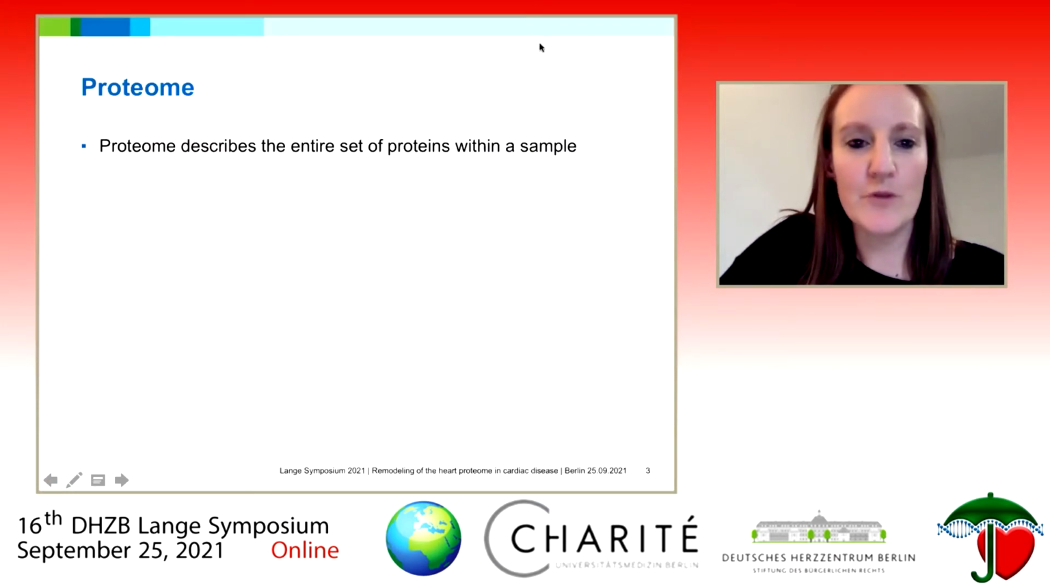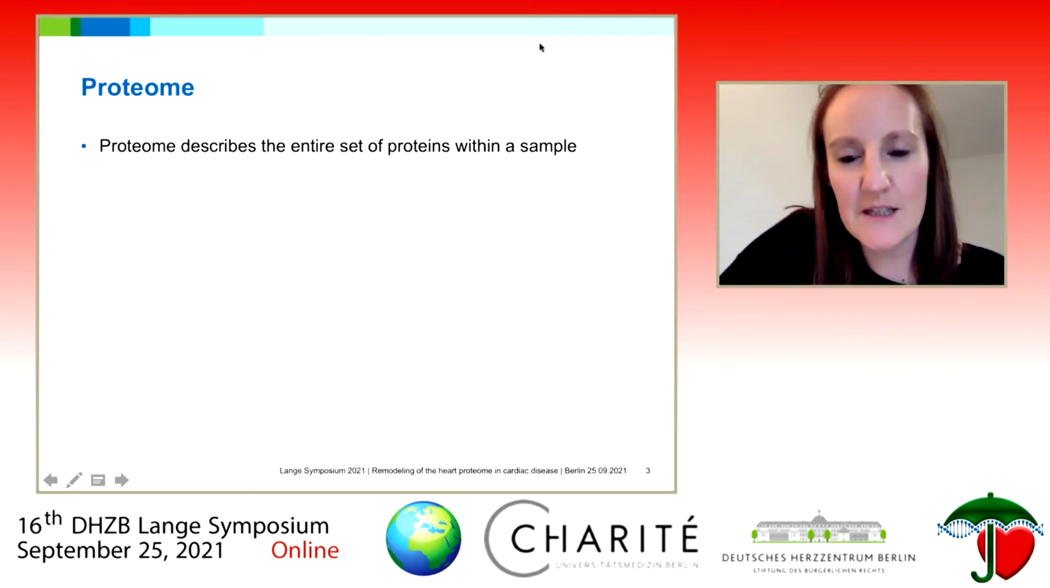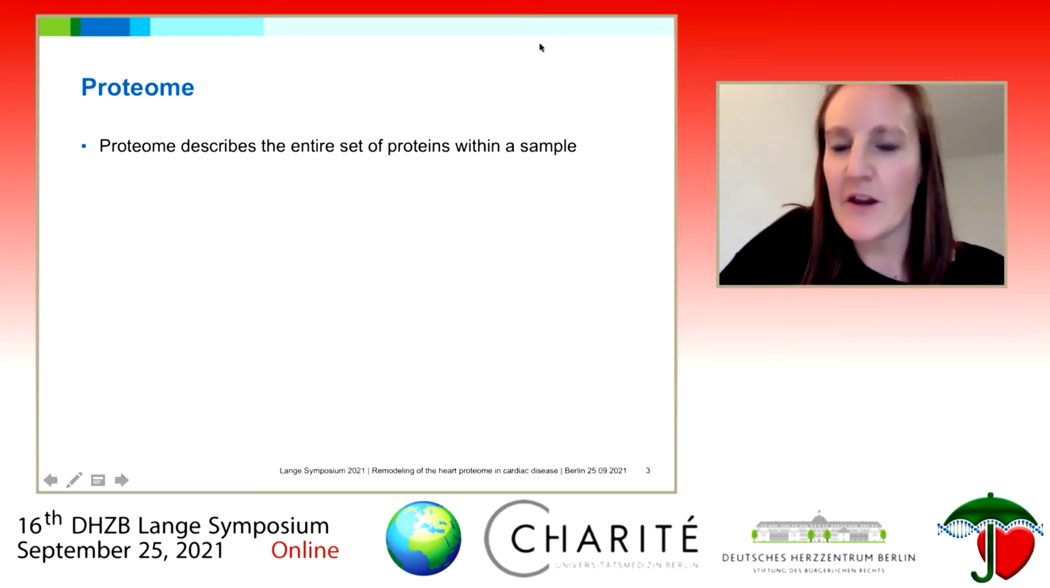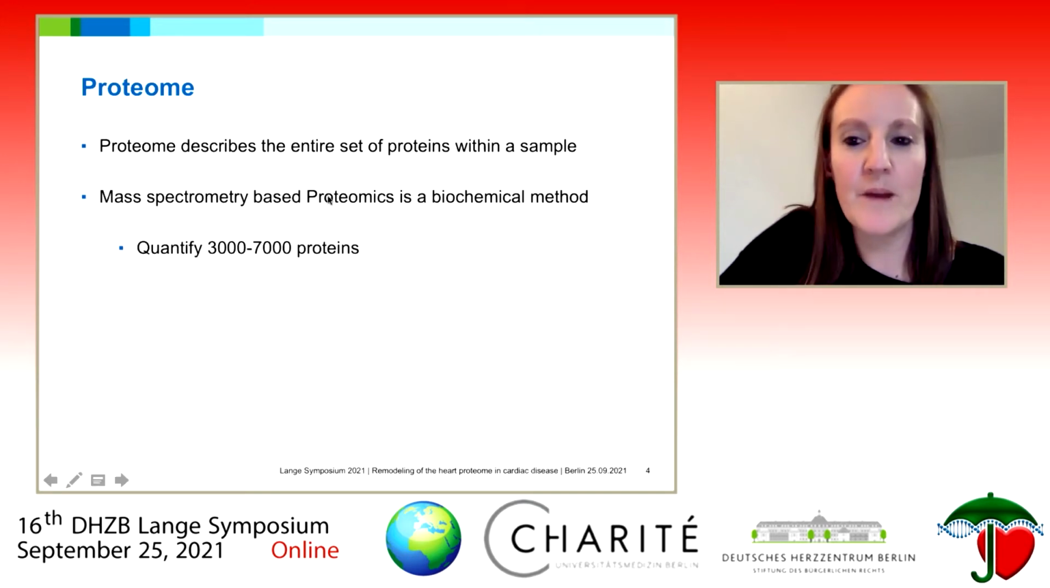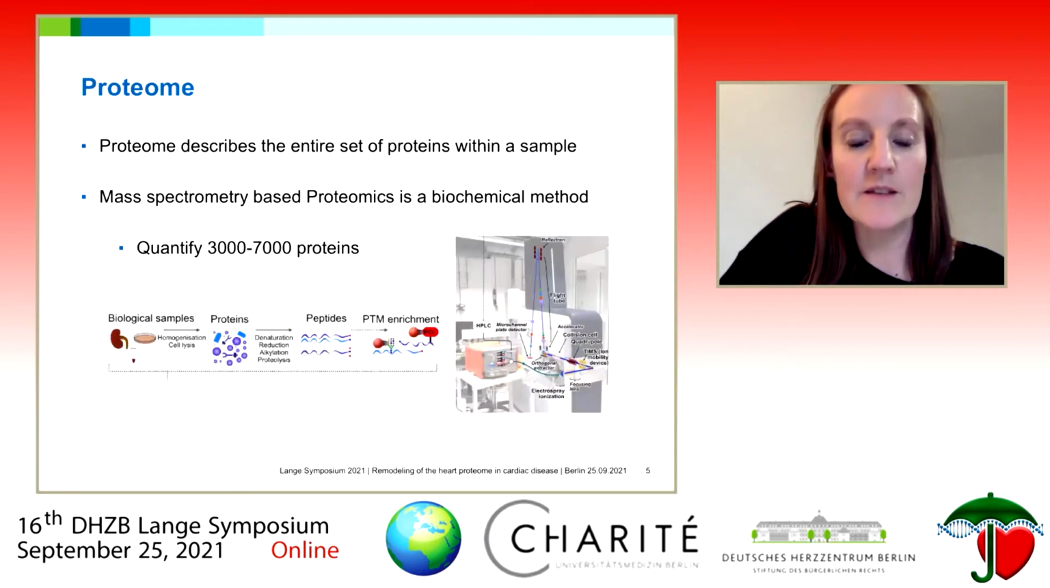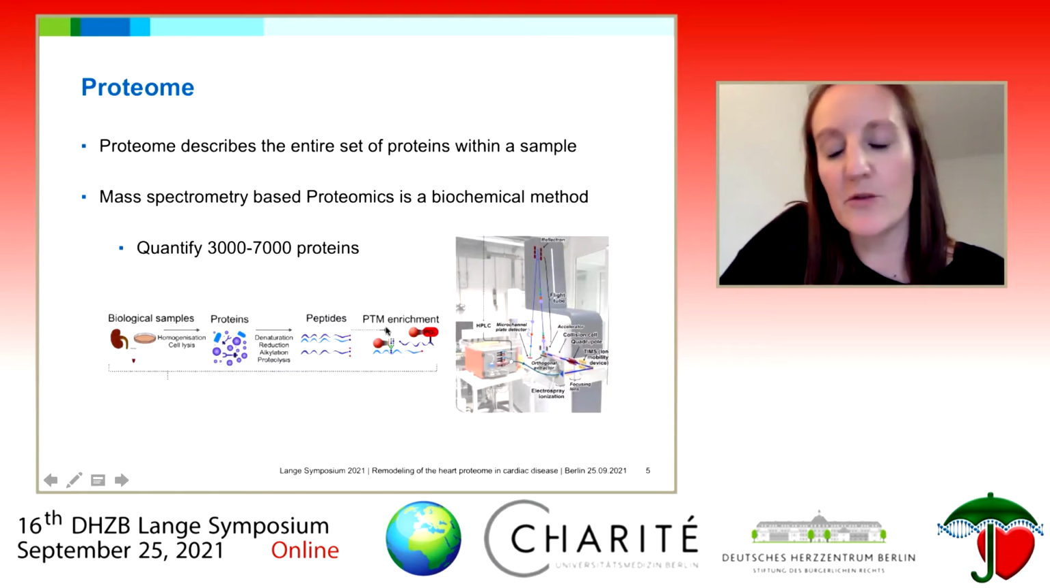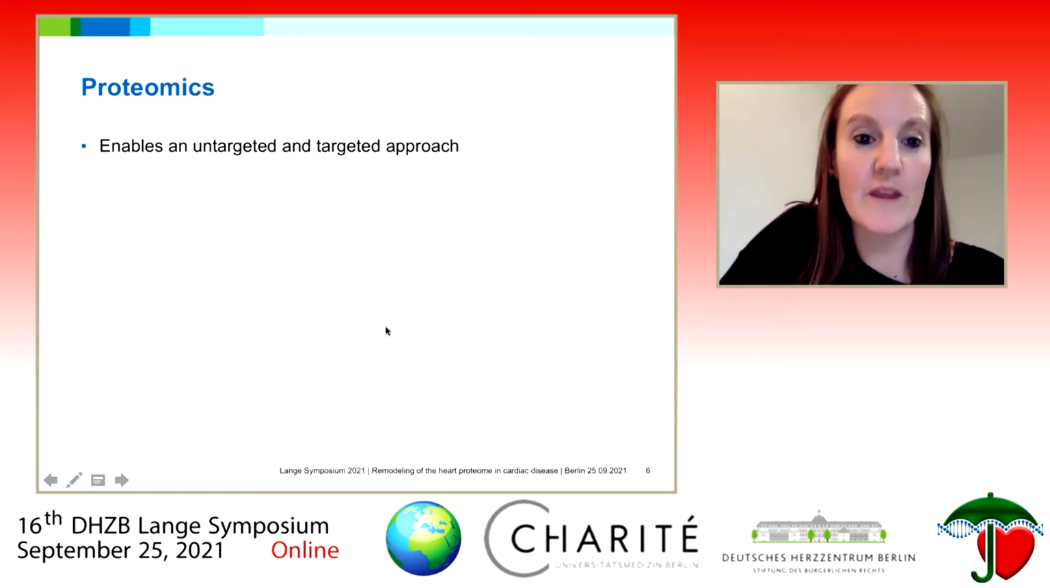The term proteome describes the entire set of proteins within a sample. So, for example, a cell or a tissue sample or liquid sample. Mass spectrometry-based proteomics is the biochemical method used to quantify 3,000 to 7,000 proteins within this given sample. Biological samples are pre-treated and proteins are broken down to peptides and then quantification can be performed.